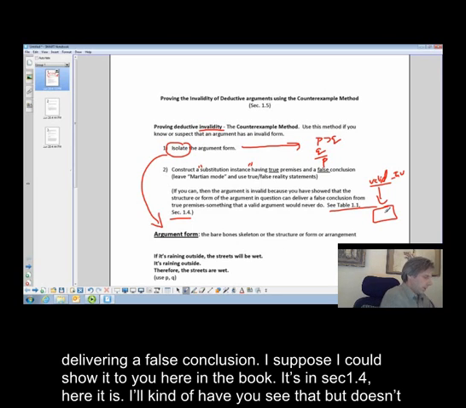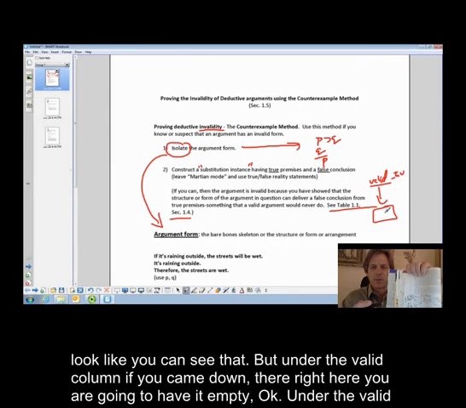I suppose I could show it to you here in the book. It's in section 1.4. Here it is. I'll kind of have you see that. But it doesn't look like you're going to be able to see that.